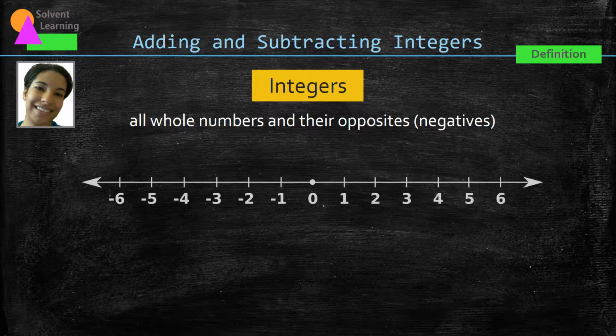Okay, so whole numbers include 0, 1, 2, 3, and so on. We have all those positive values on the right after the 0. And then we also include the negatives of those numbers. So we have -1, -2, -3, and so on the left side of 0.